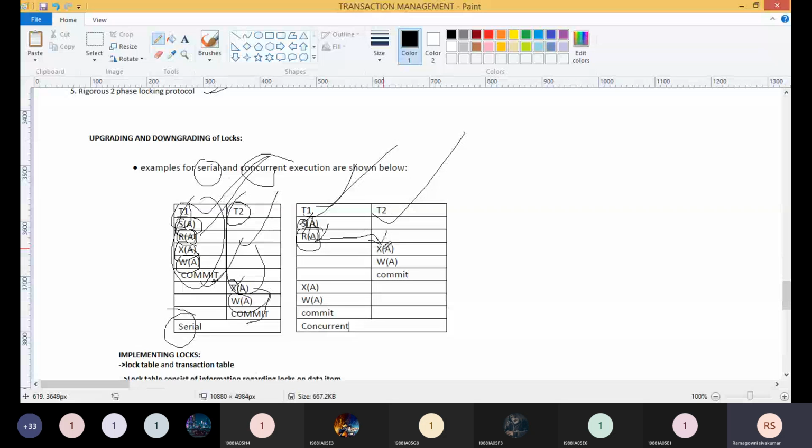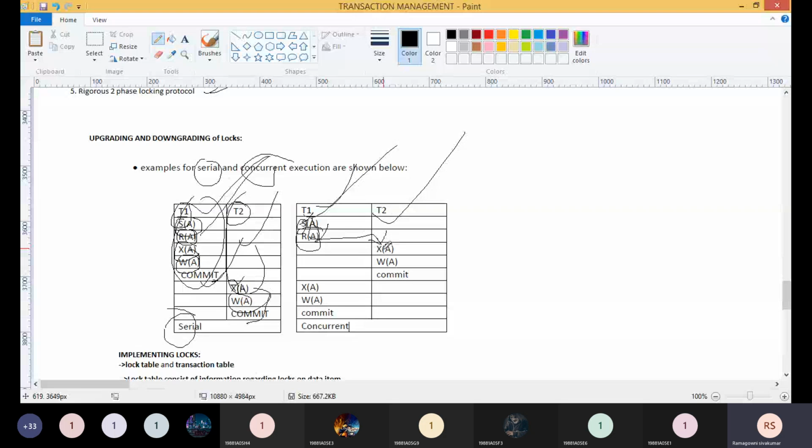And the transaction table contains the list of transactions and the corresponding locks assigned. This is called implementing locks. First thing we need to remember: every database management system maintains a lock manager which maintains two tables called a lock table and a transaction table.